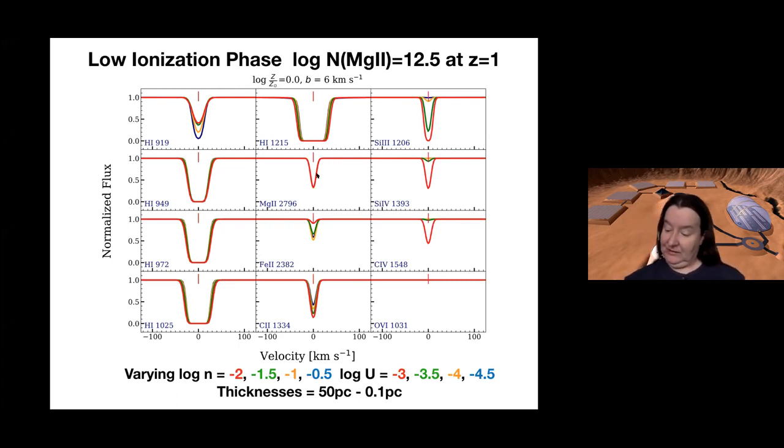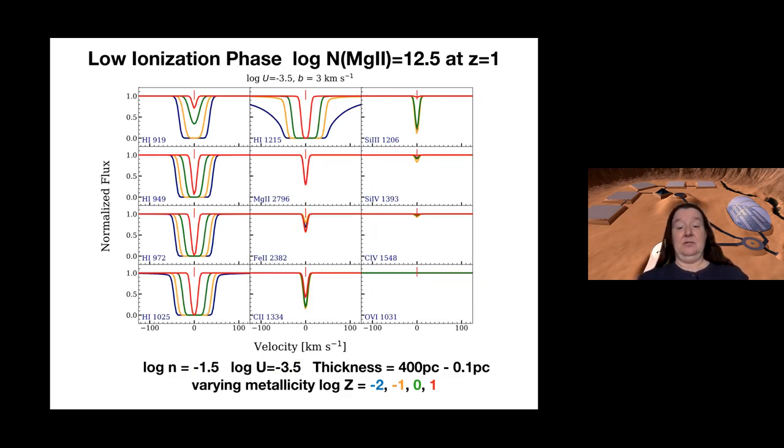the situation. In this case, though, the B turbulent is dominating over the thermal B for the magnesium, and the hydrogen lines, if we made a comparison, would just be a tiny bit broader. The thicknesses of these 4 clouds range from 50 parsecs down to 0.1 parsecs for the higher density. These are very, very small.